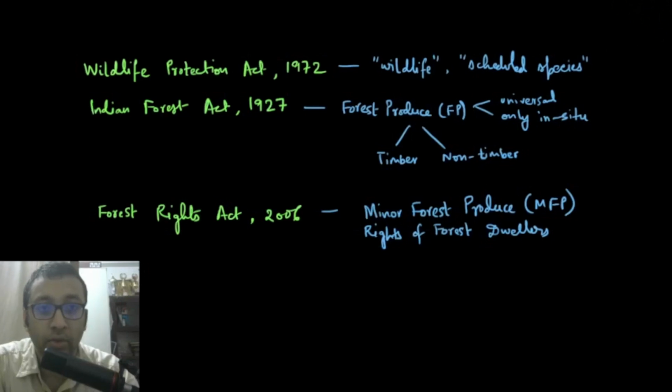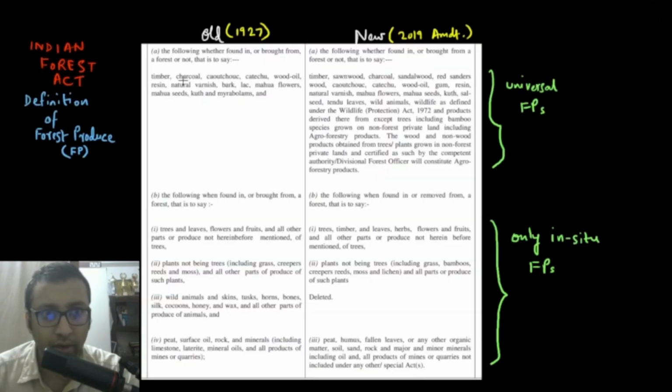Okay, so these are the three main acts: the Wildlife Protection Act, the Indian Forest Act, and the Forest Rights Act of 2006 that will help me answer this question. The most important one, of course, is the Indian Forest Act, which explicitly defines forest produce, and I have that with me. So, according to the Indian Forest Act, first of all, this act was enacted in 1927, but then it has been amended in 2019.